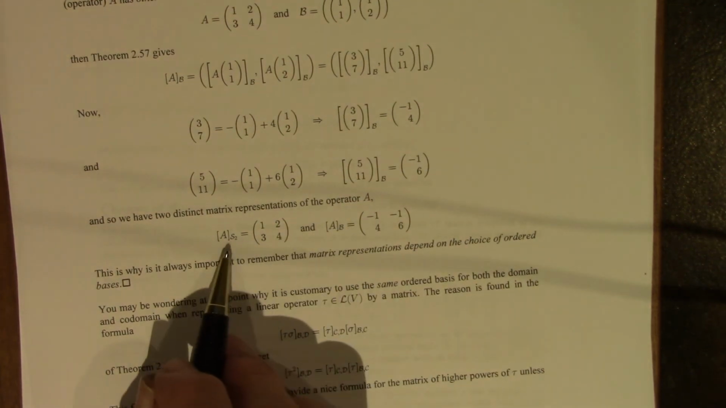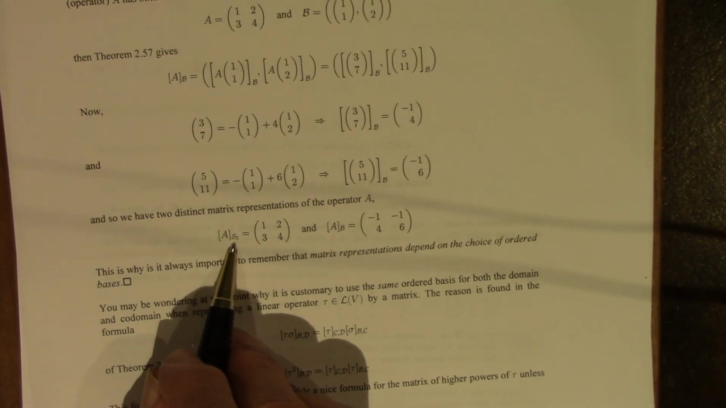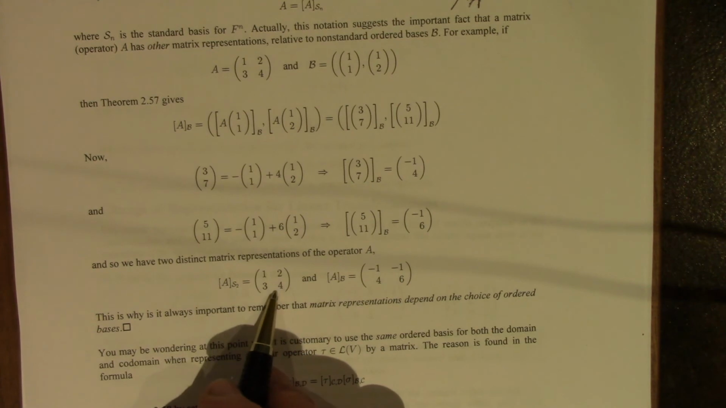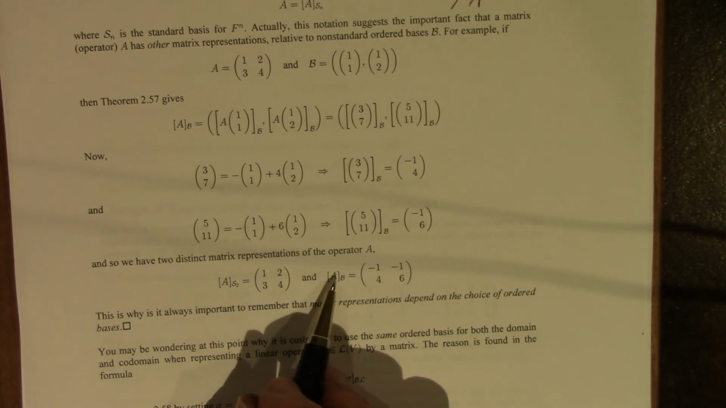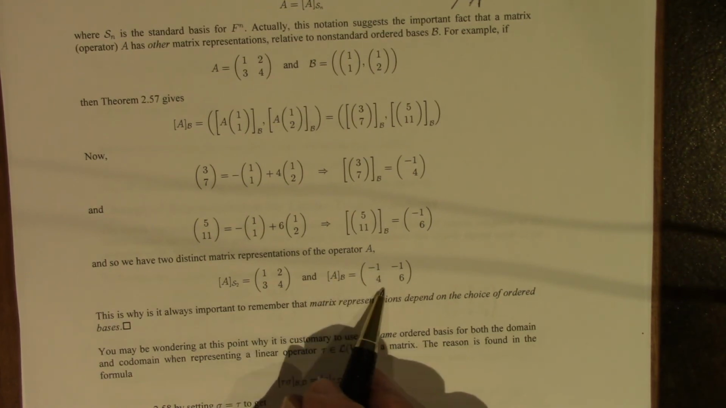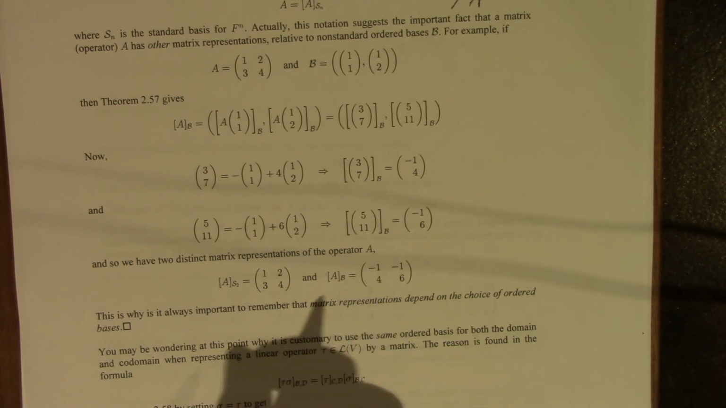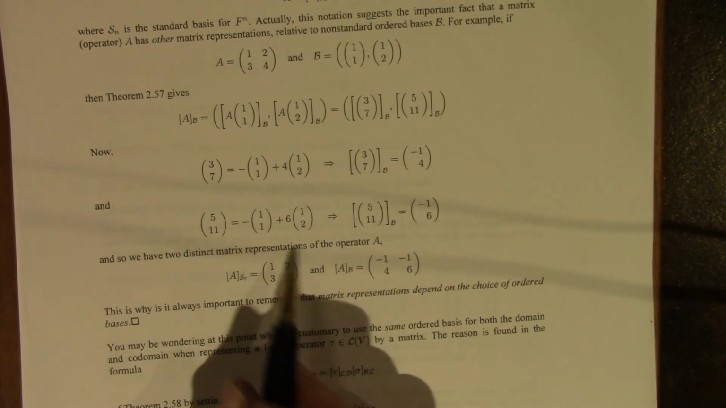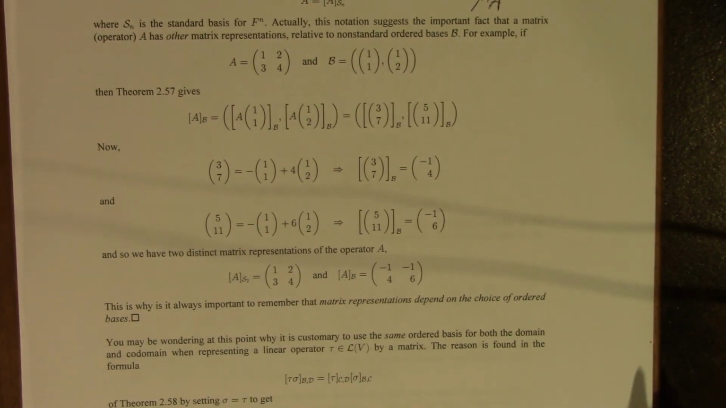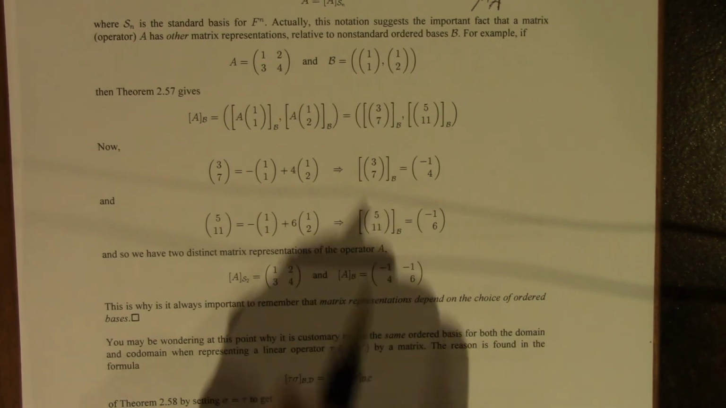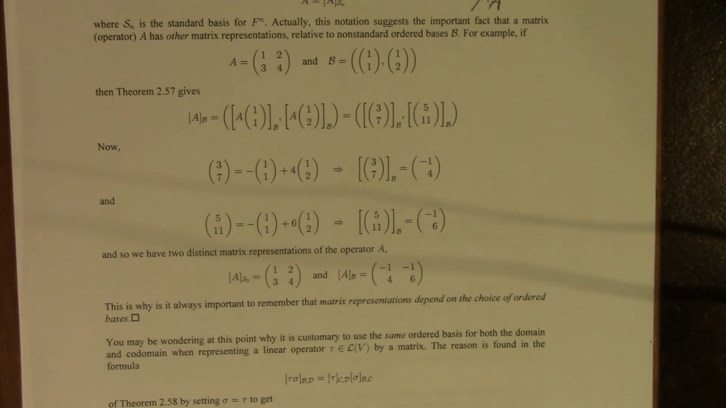Therefore, while the standard matrix representation for A is A itself, the B coordinate representation for A is negative 1, 4, negative 1, 6. So when you use this for multiplication, you multiply by this matrix, you write your vectors and your images of vectors using the standard coordinate system. Here you must use the B coordinate system or you will get nonsense. Okay.